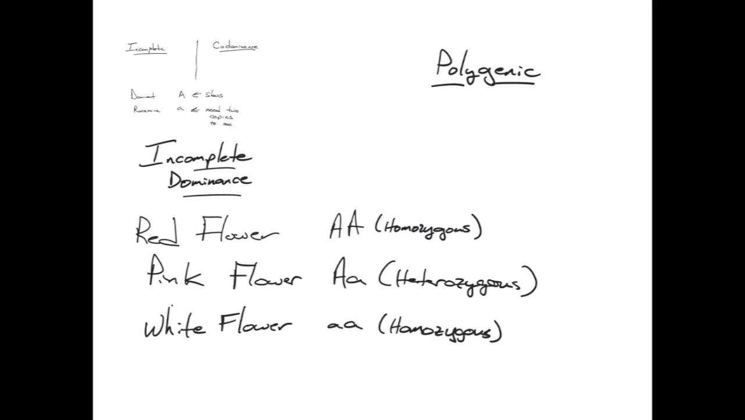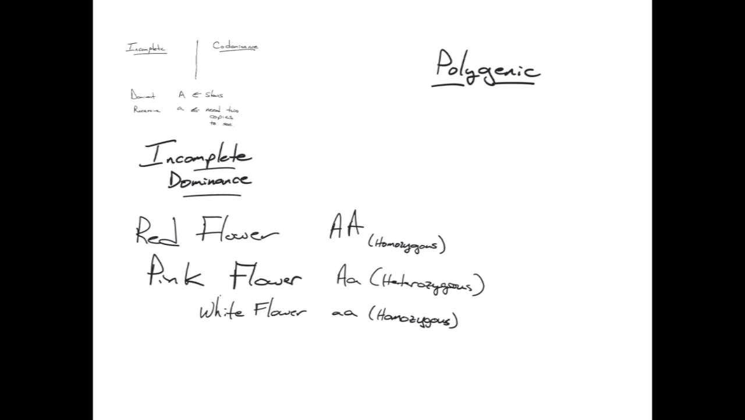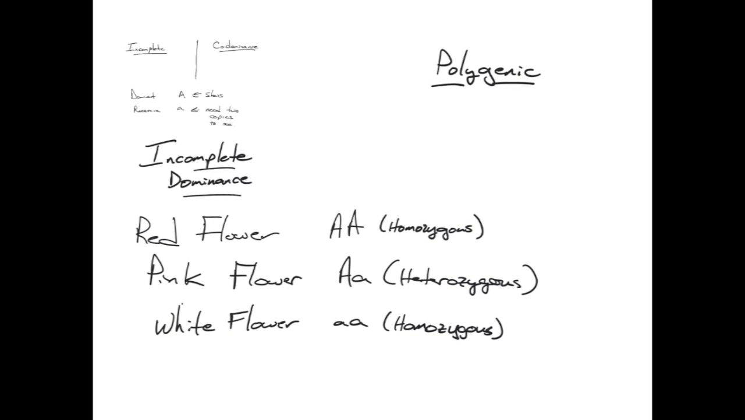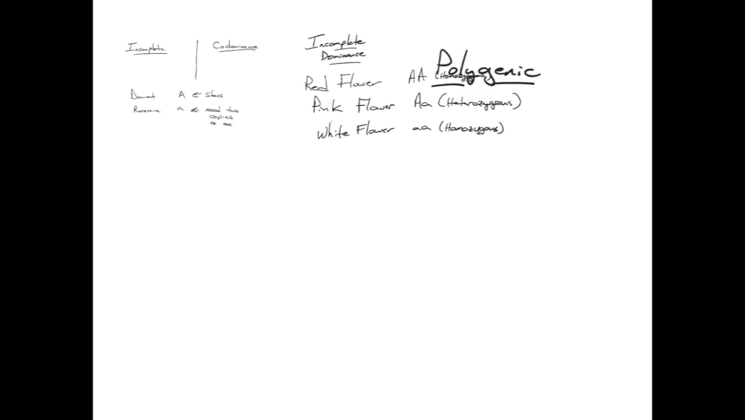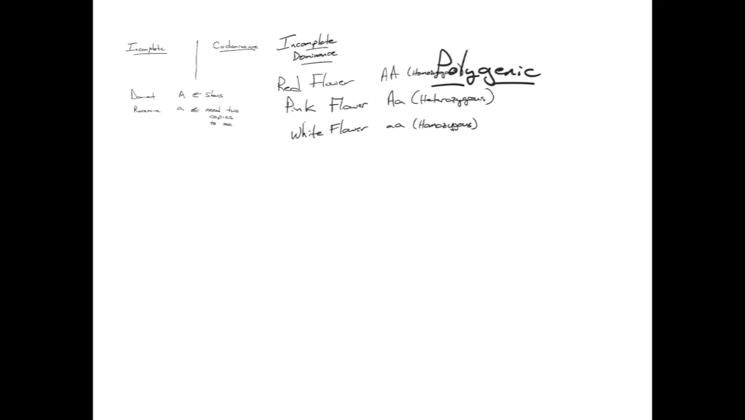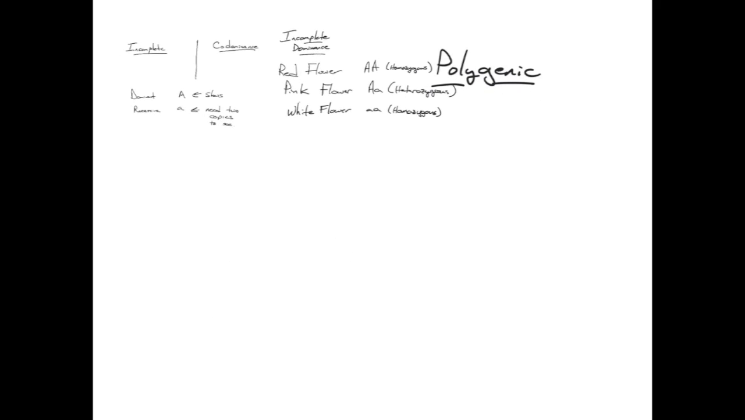When it's incomplete, you can have just one gene with different alleles giving you three different phenotypes, because you can have different genotypes. You can have more than two genotypes. Oh yeah, it gets complicated, as I said. In humans, there's more than one gene impacting the trait. We'll talk about that tomorrow.